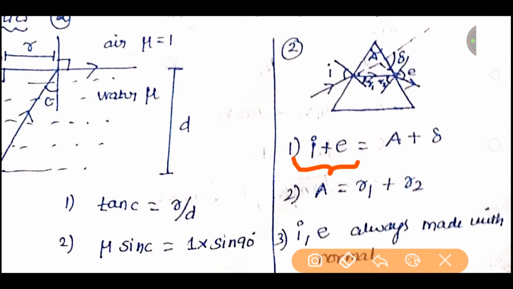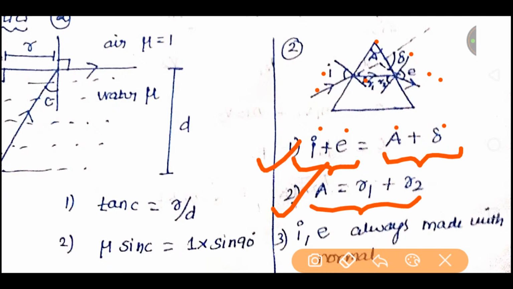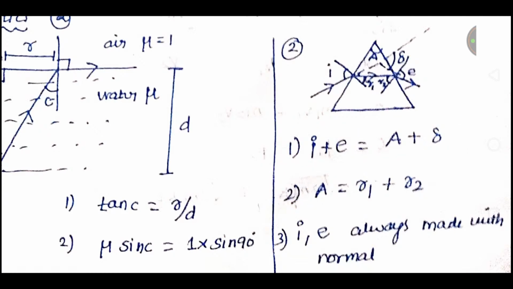Exterior angles is equal to interior angles. What are exterior angles? I and E. So I plus E is equal to A plus del. I plus E means exterior angles. I plus E is equal to A plus del. And A is equal to R1 plus R2. Easily you can remember these two formulas. Exterior angle is equal to interior angles. I plus E is equal to A plus del. And A is equal to R1 plus R2.